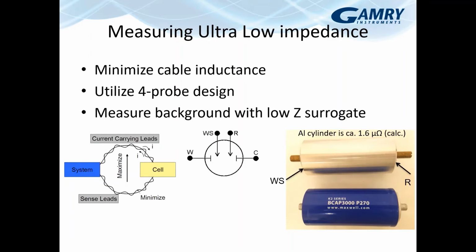But when you get down to measuring very low impedance, now that 5 farad cap was 5 milliohms, the cable connections make a difference. What happens when you get down into the micro ohm range? Yes, you still need to minimize the cable inductance. You still want to utilize the 4 probe design. So these are still your setups. But something else that you may need to look at doing is to use a low impedance surrogate or dummy cell. And that is what I'm showing over here.